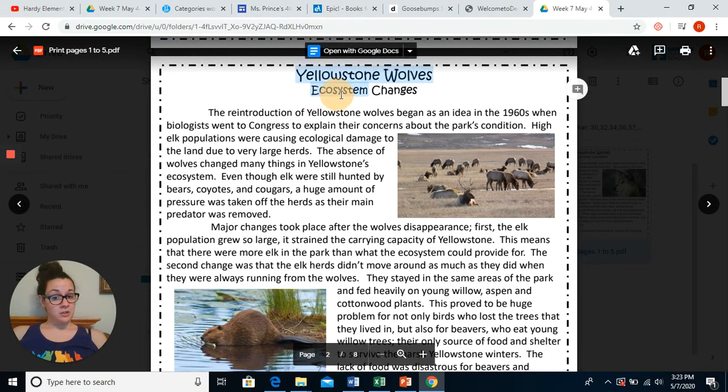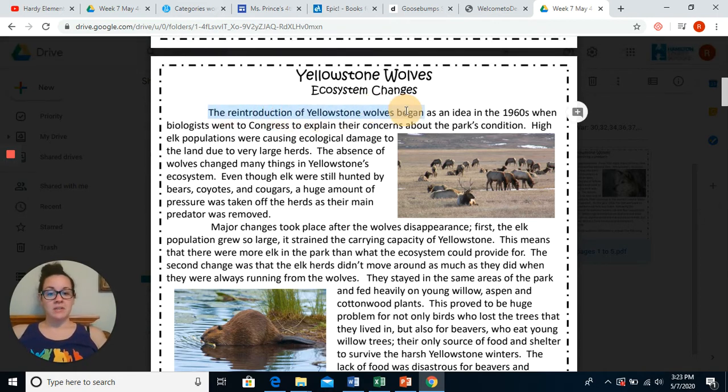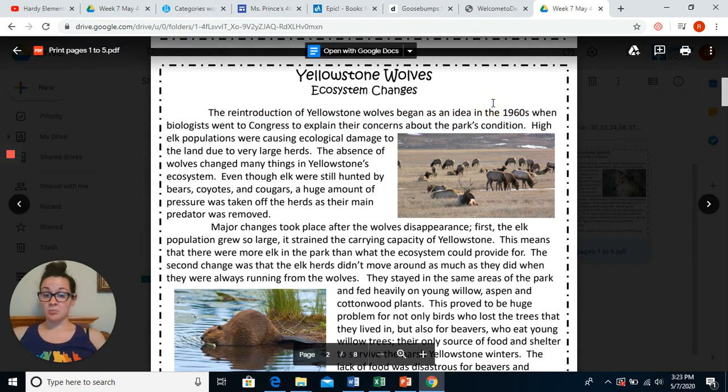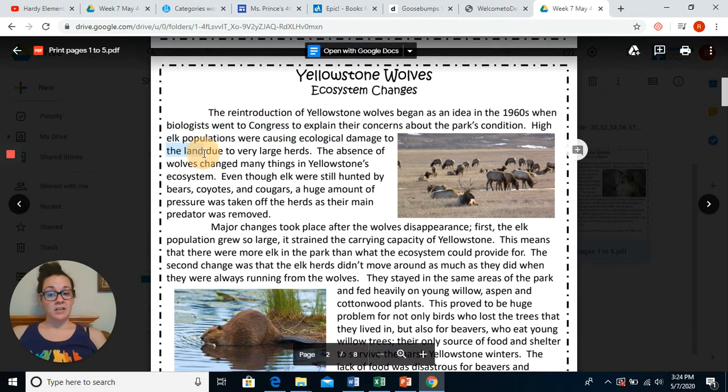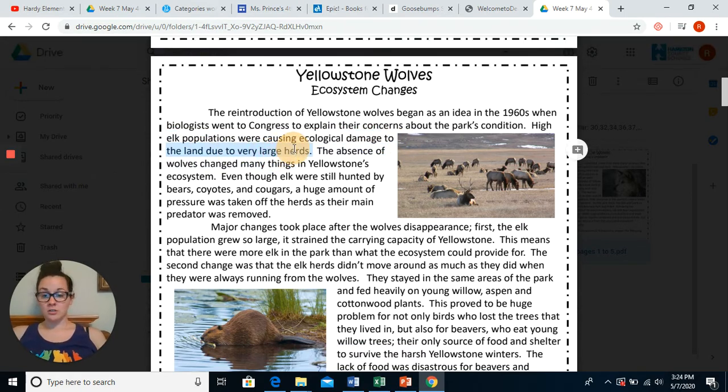Yellowstone wolves. Ecosystem changes. Remember, this is what we're talking about, how the ecosystem changes when you remove an animal from it. The reintroduction of Yellowstone wolves began as an idea in the 1960s when biologists went to Congress to explain their concerns about the park's condition. Something's happening to the park without the wolves. High elk populations were causing ecological, that means in the plant life, ecological damage to the land due to very large herds. That means very large groups of elk.